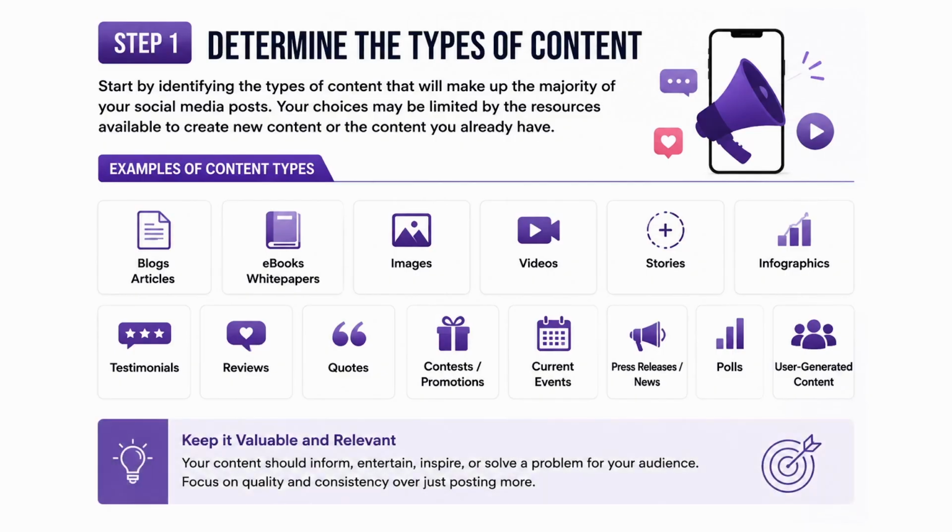So the first step, the question is, what content can we create? What can we create well? And what content will our target audience actually care about and respond to? Okay, keep it valuable and always keep it relevant.